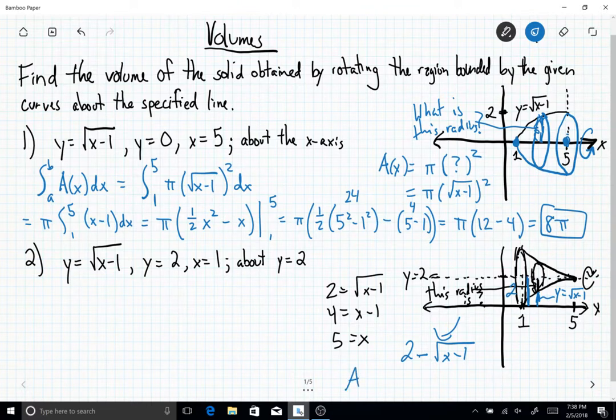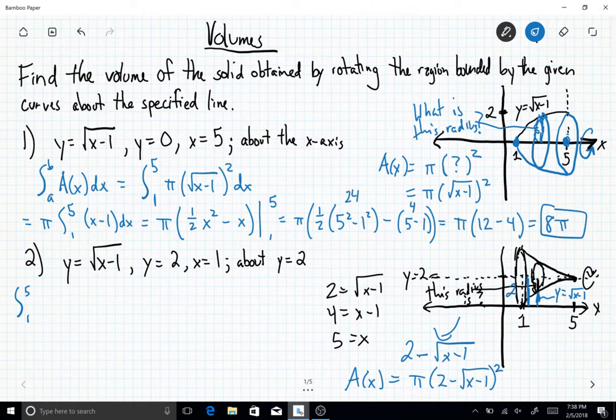And so that means our area equation, once again, we're revolving in the form of a circle, so it's going to be pi r squared. Well, our r is 2 minus the square root of x minus 1, and we're going to square that quantity. Now, what are the bounds for integration? Once again, we go from 1 to 5, still in terms of the x's, because it's revolving around something similar to the x-axis. So we get pi, but a little bit more fun this time: the integral of 2 minus square root of x minus 1, the quantity squared. Okay?